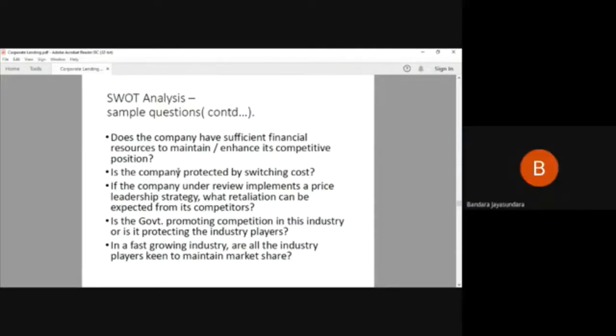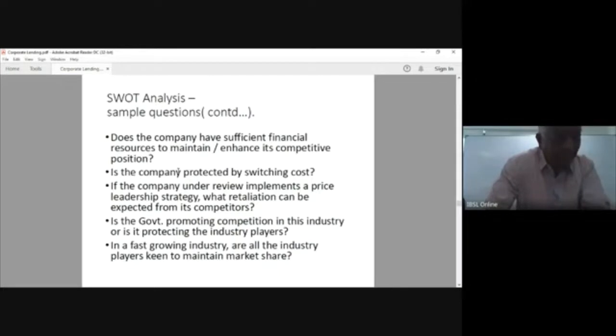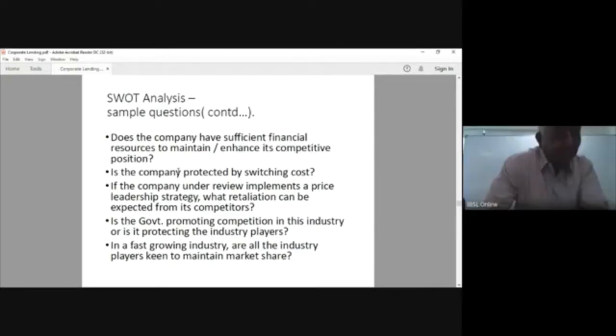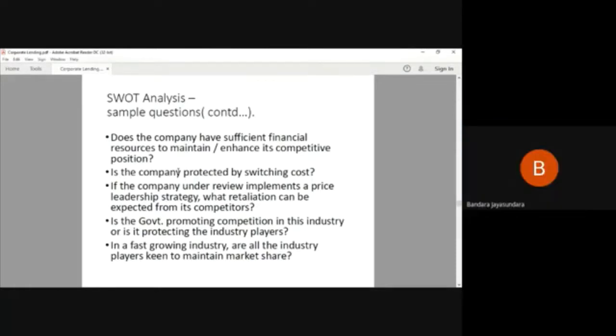I think that is the opportunity as well as the strength of the company. Yeah. Now, does the company have sufficient financial resources to maintain or enhance its competitive position? The answer is yes. So whether it is internal or external? That is actually internal. The resources belong to the company, so resources are internal.